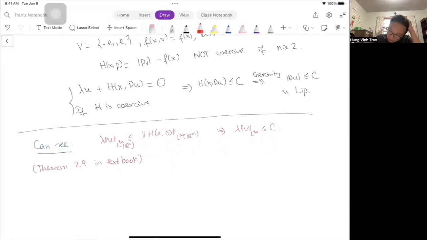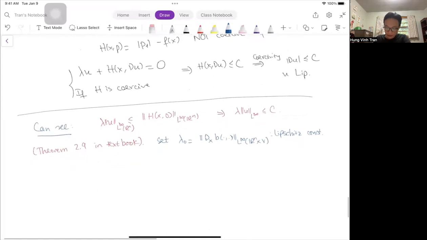So the theorem says the following: you set lambda 0 to be the L infinity norm of the gradient of f in x, or you can say it's the Lipschitz constant in the x variable, in L infinity of Rn cross V. You can use basic ODE theory to prove the following. Then the following holds.